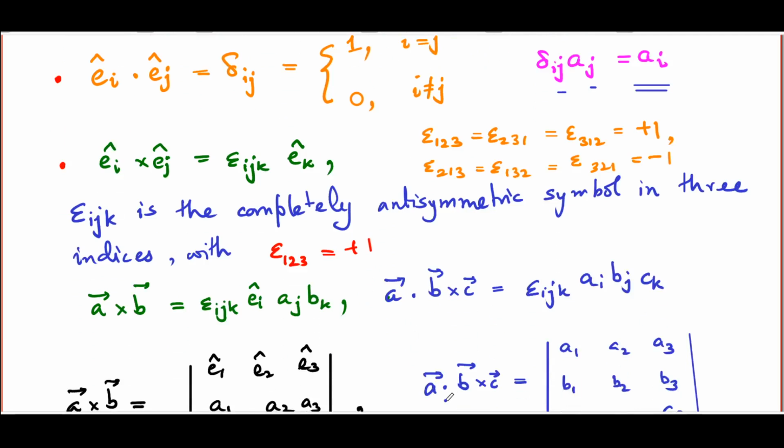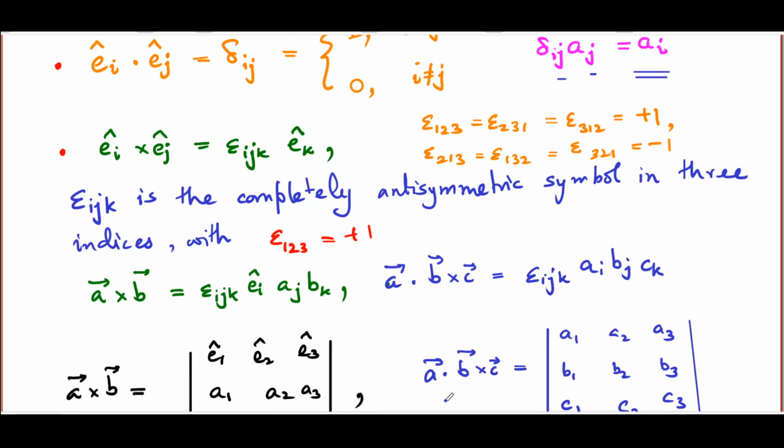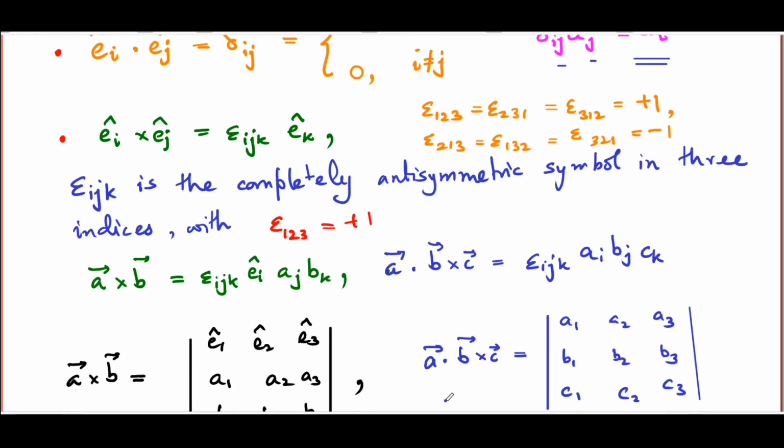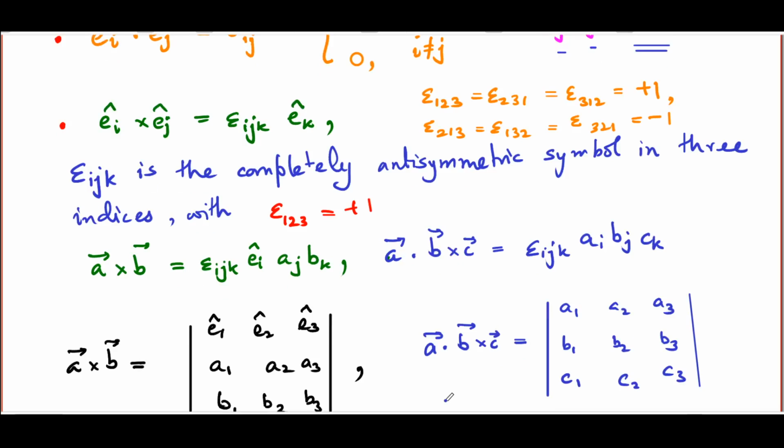Now, using the epsilon symbol, we can easily write down the cross product of two vectors in terms of the components. A cross B simply becomes epsilon ijk e hat i aj bk, and A dot B cross C, the scalar triple product, takes the form epsilon ijk ai bj ck.